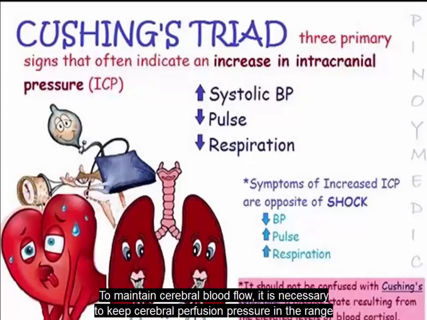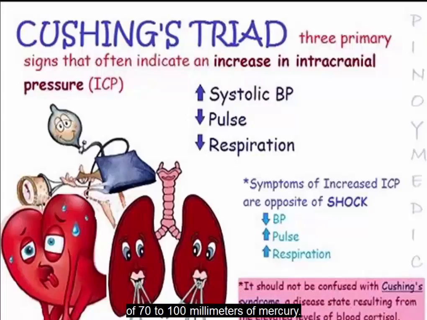To maintain cerebral blood flow, it is necessary to keep cerebral perfusion pressure in the range of 70 to 100 millimeters of mercury.